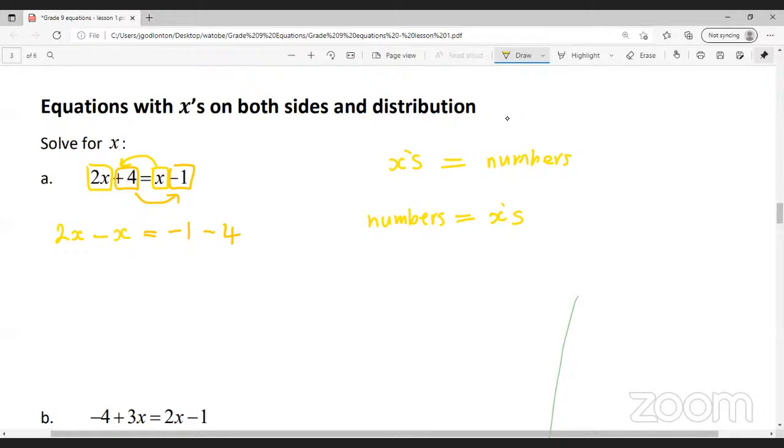And then I can just start working this out. 2x minus 1x is just 1x, and negative 1 minus 4 is negative 5. And so that's my final answer. So our main goal with this is we just want to get x's on one side and numbers on the other side. Does anyone have any questions or things that they feel nervous about with these when we have x's?